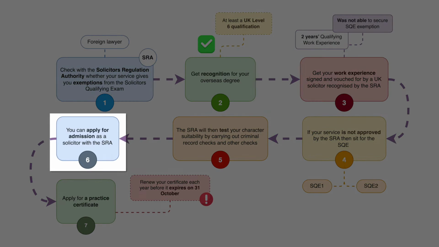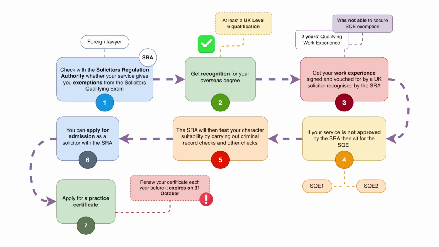When you apply for admission, you need to go to your MySRA account, look for the admission form, and choose the Solicitors Qualifying Examination route on the form. You will find a personalized SQE checklist to track your progress to admission. The next steps will be highlighted on the form. The admission fee is £100. The SRA aims to admit you within 30 days unless there is a character and suitability issue.